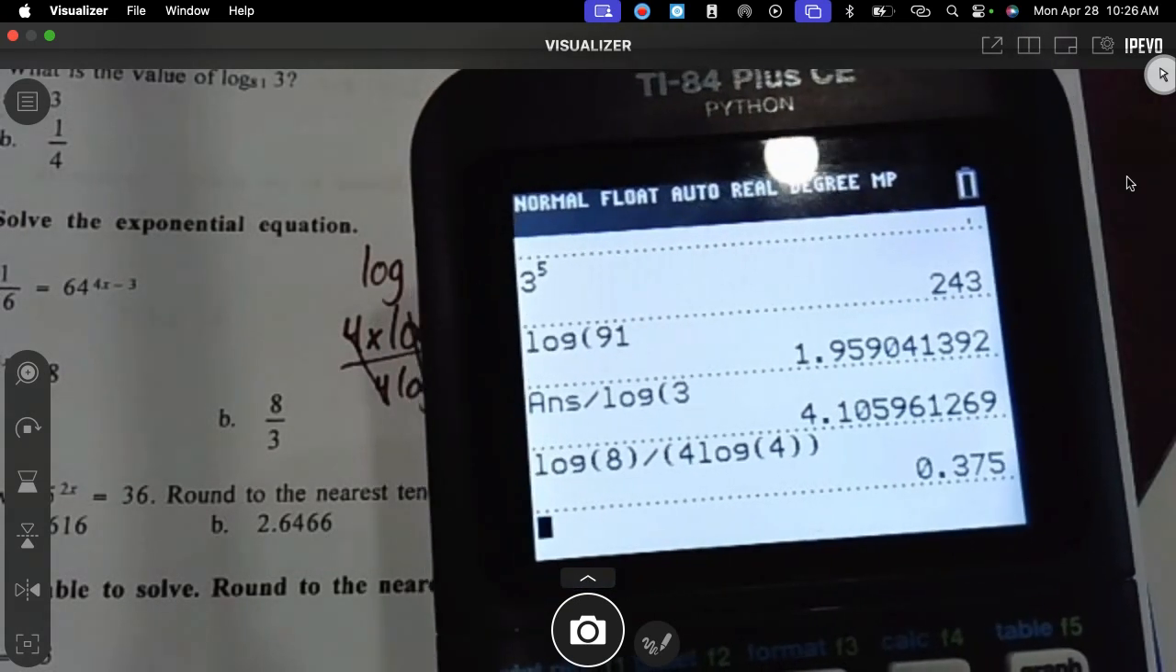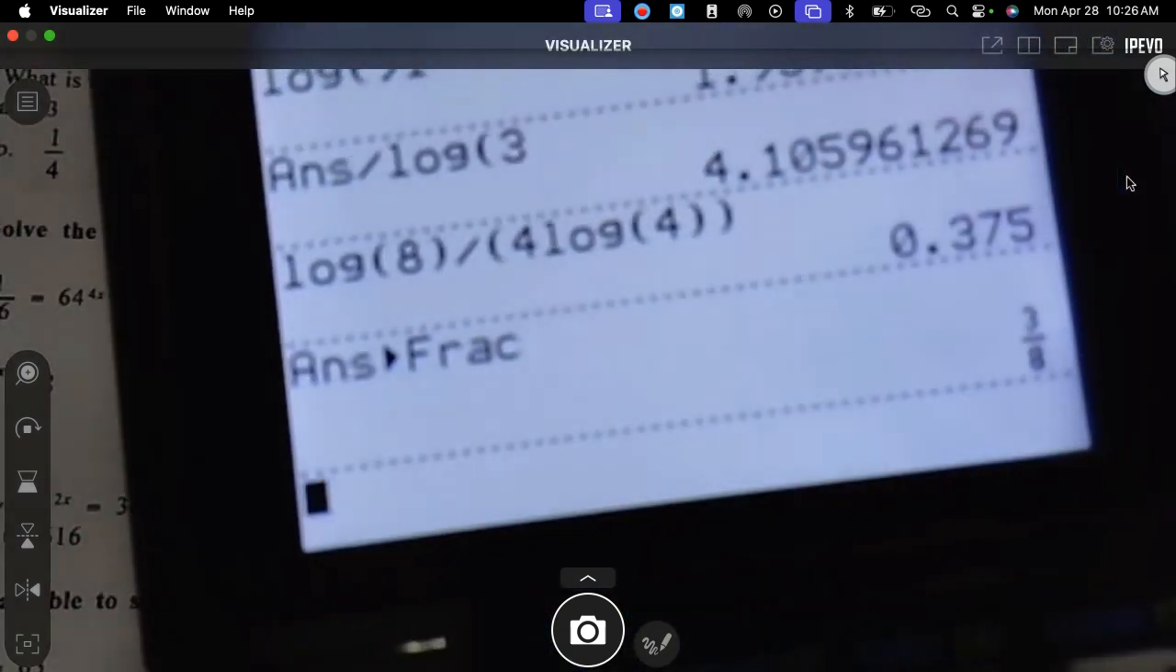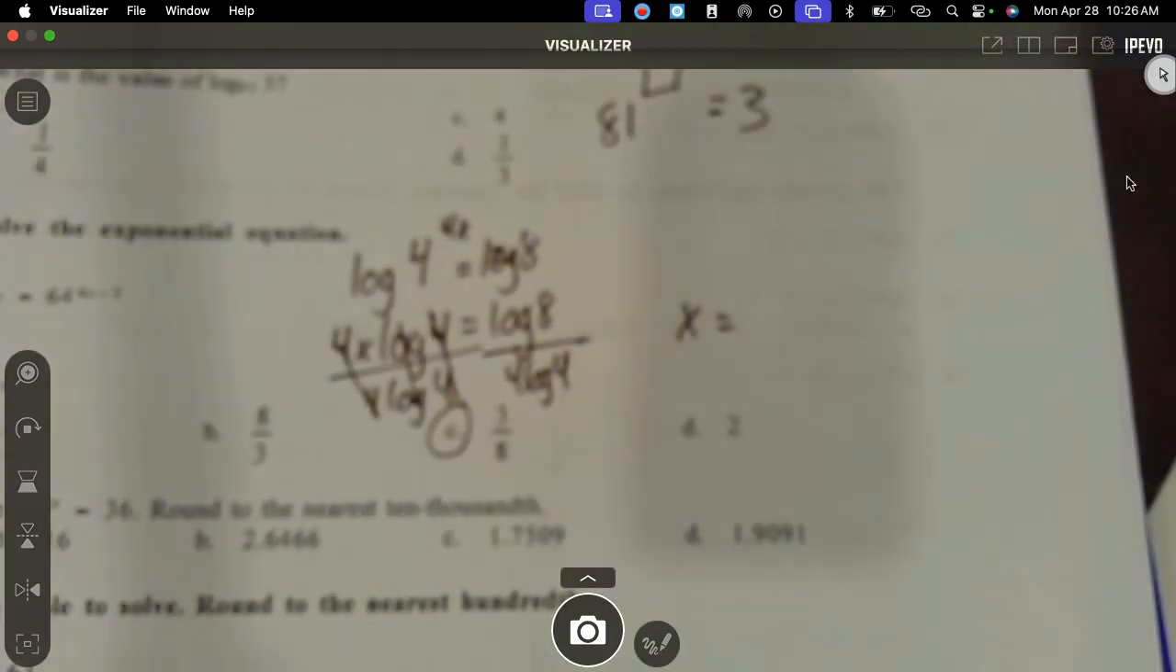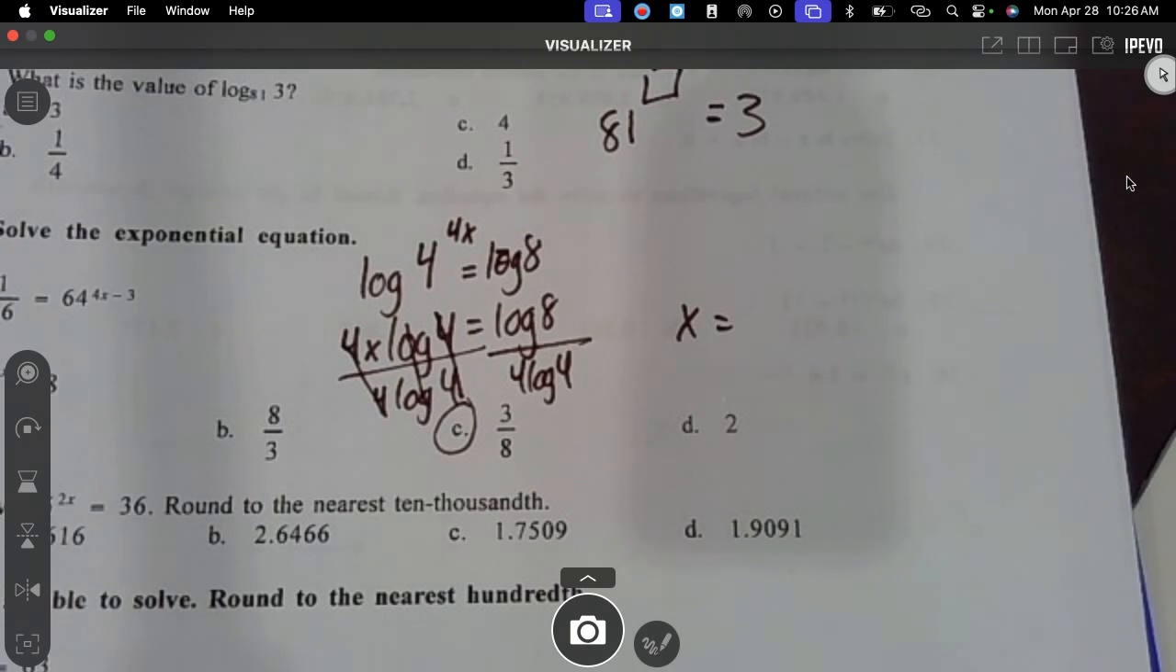Okay, and then that's not an answer choice, so if you just press math, enter, enter, then it's 3/8. Yes, ma'am, I got that. Okay. The next one. Anybody need me to wait or go over something?